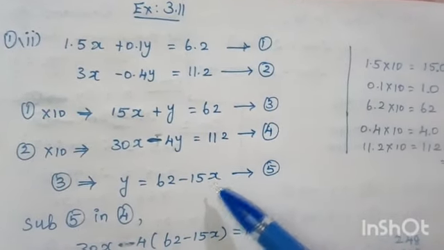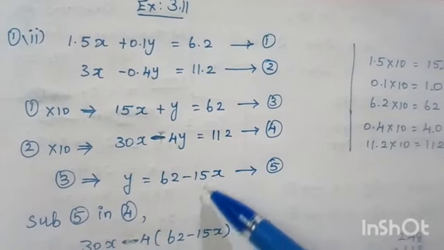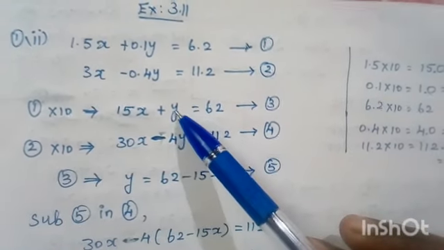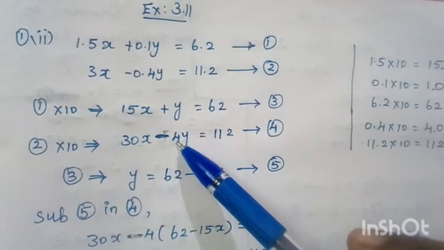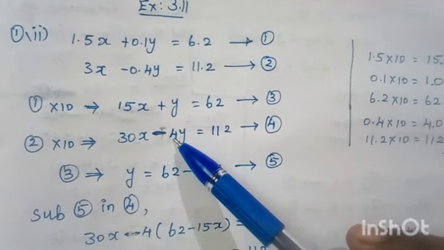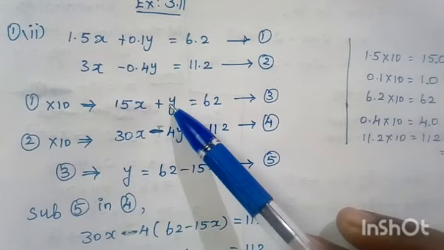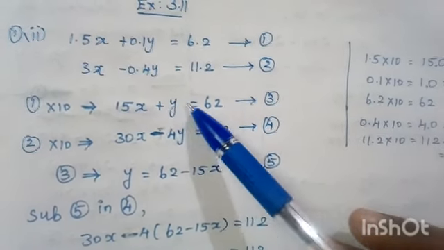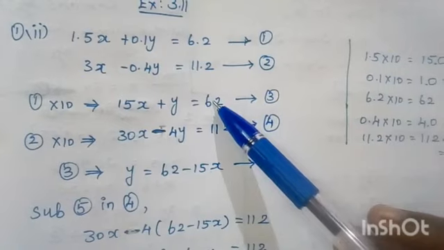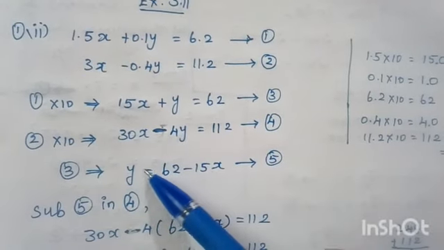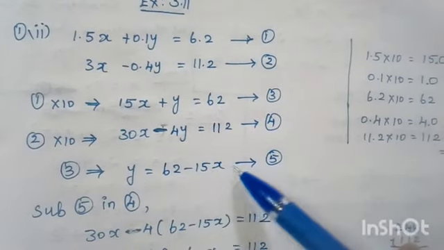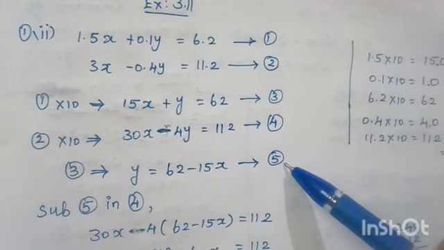Now, using the substitution method, you have to find in these two equations which variable has coefficient 1. In this equation the coefficient of y is 1. So use this third equation. Using this third equation, y = 62 - 15x. It is called equation number 5.